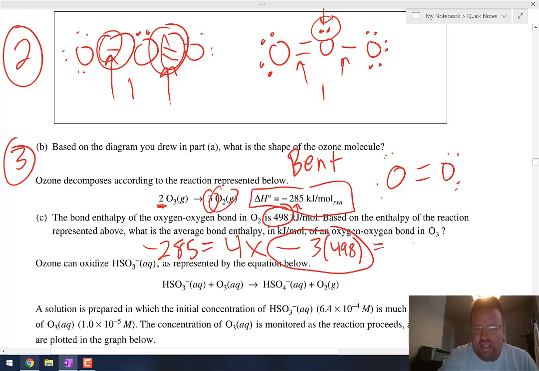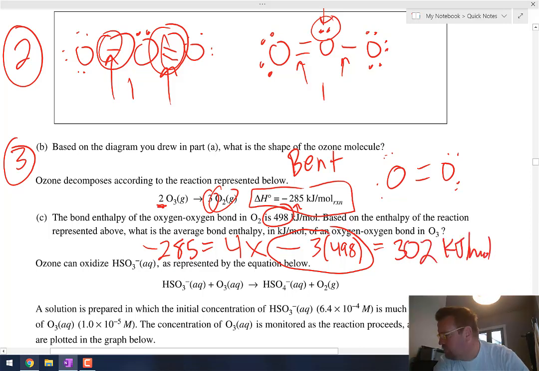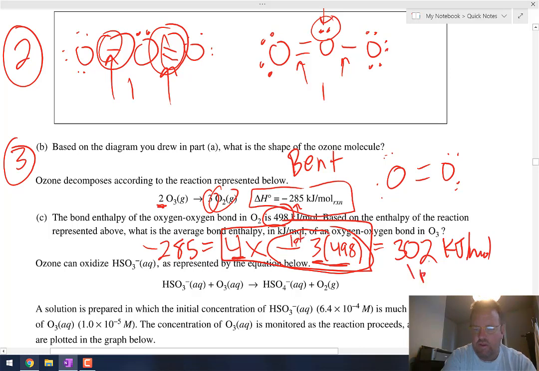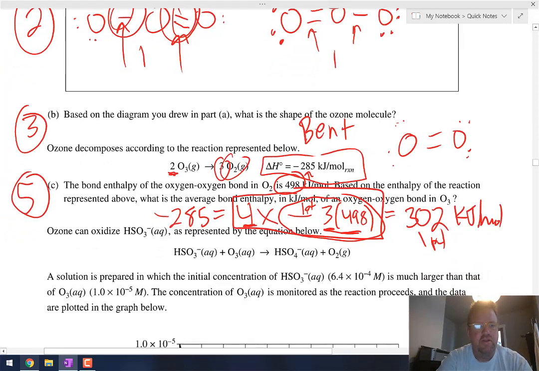When I do that, I get an x value equal to 302 kilojoules per mole. Now, they did give you 1 point for the correct setup. So if you use the number 4, if you have the 3 times 498, if you have the setup correct, they gave you 1 point for that. And then they also gave you a point for the correct answer. So we are up to 5 points there so far.